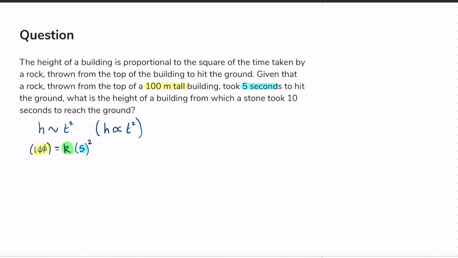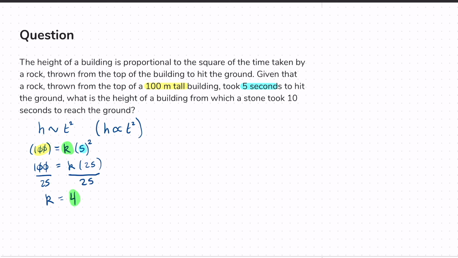Okay, so let's solve for K. Well, we use basic maths. 5 times 5, 25. Can divide both sides by that 25 and get K is equal to 4.